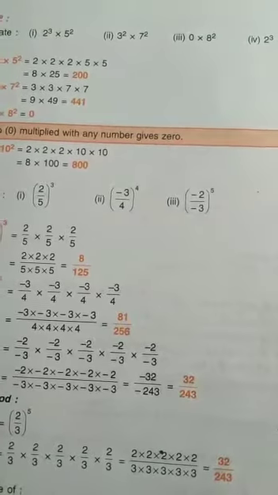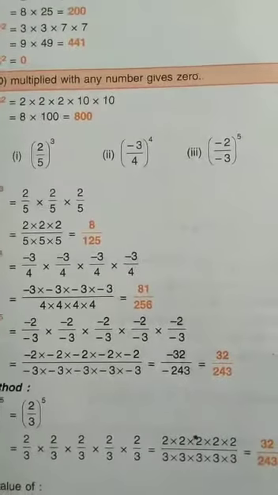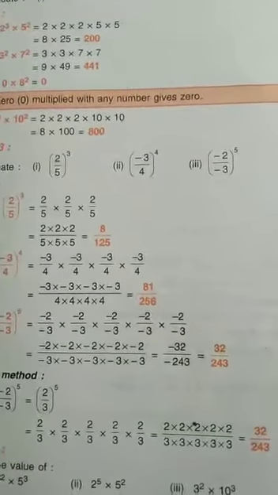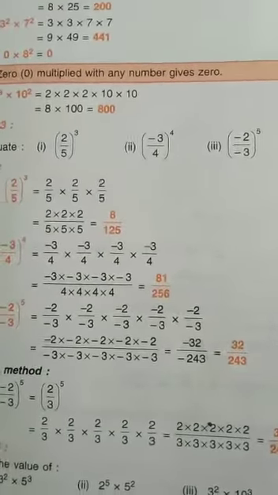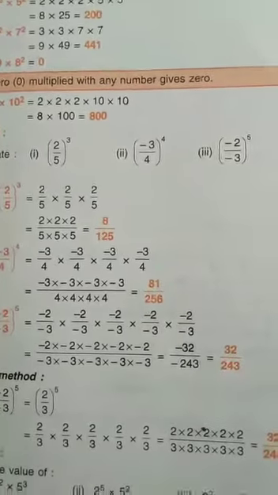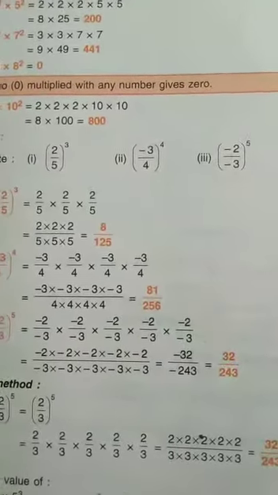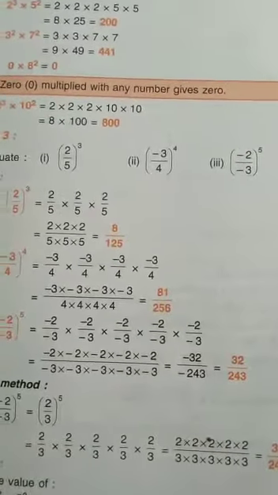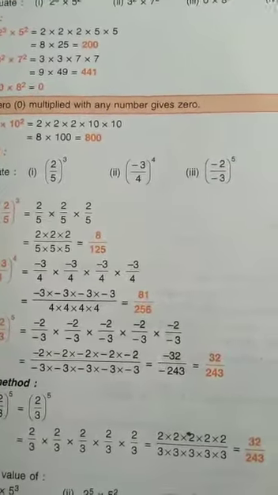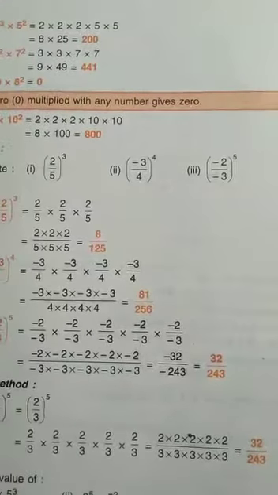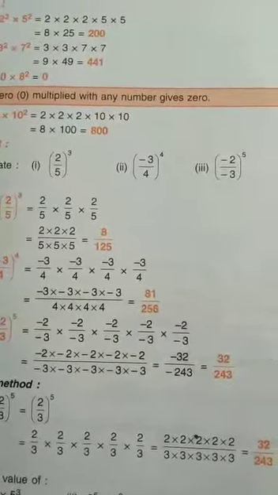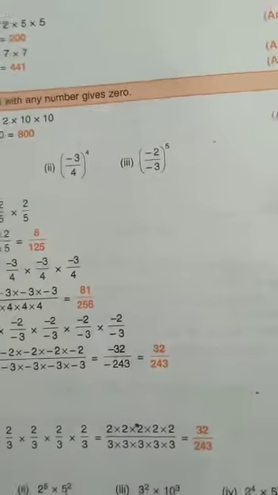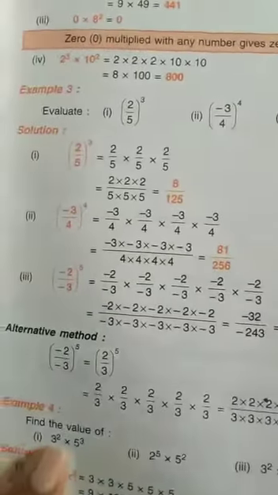So always remember that in case of a general exponential expression like minus a whole to the power n, the result will be positive if n is even. But the result of minus a whole to the power n will be minus a to the power n where n is odd. So when n is odd, we will get a negative value, and when n is even, we will get a positive value in case of a general exponential expression like minus a whole to the power n.